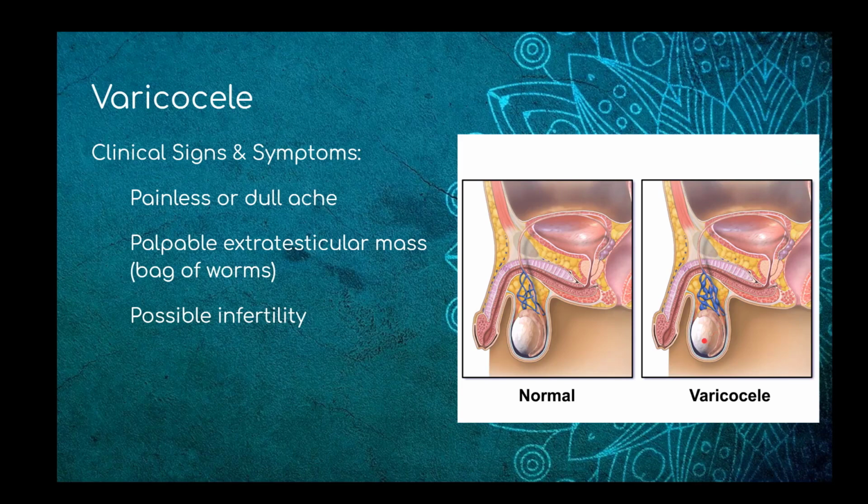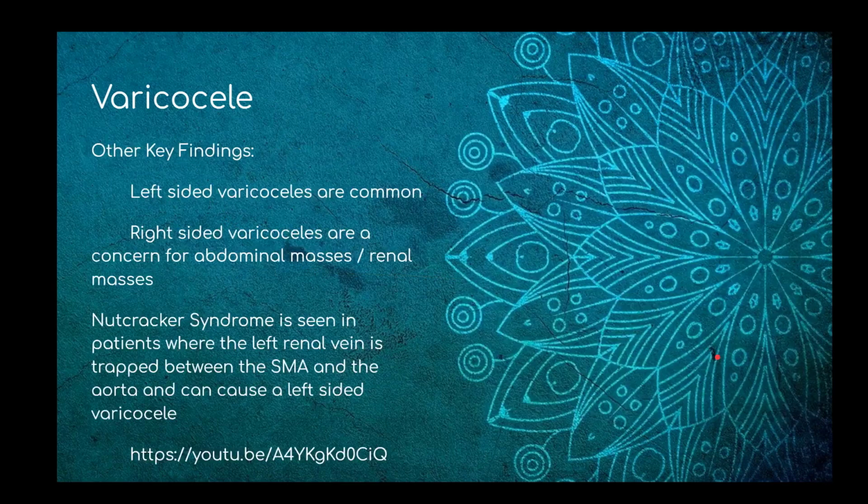So again, getting back into, sorry, I jumped ahead of myself again here. Getting back into the symptoms: painless or dull ache. And then again, a bag of worms kind of feeling on that side, and they might have some infertility. The slide here, again, is just reminding us that left side varicoceles are very common. Right side is a little bit more concerning for a renal mass.